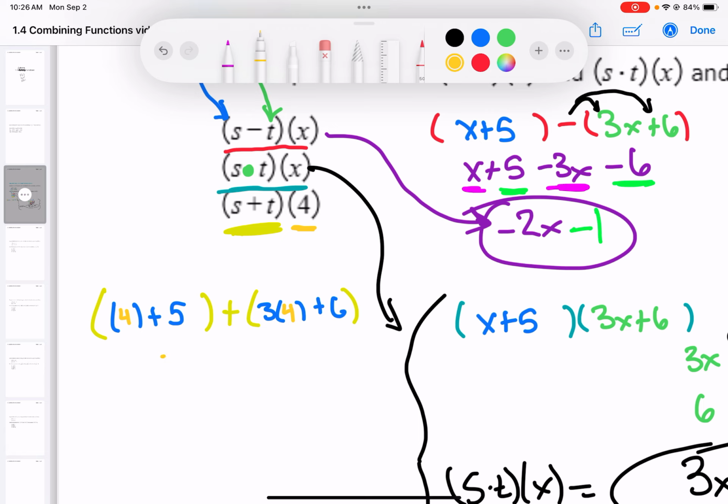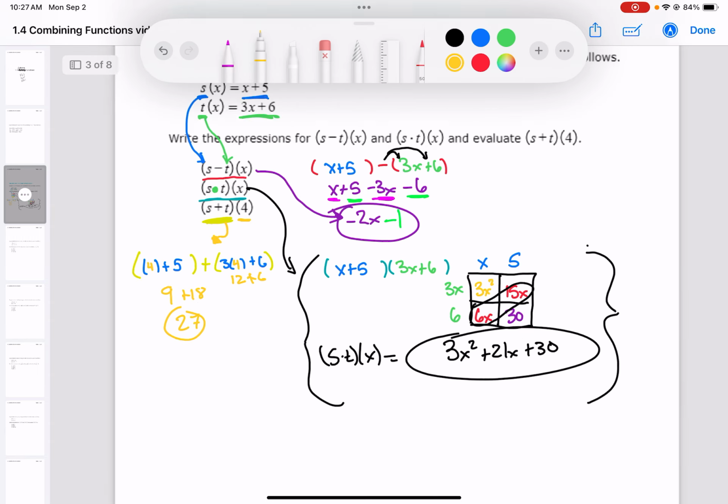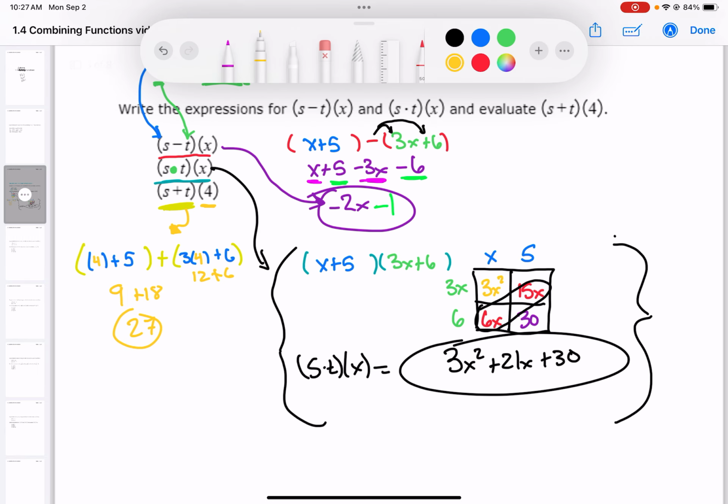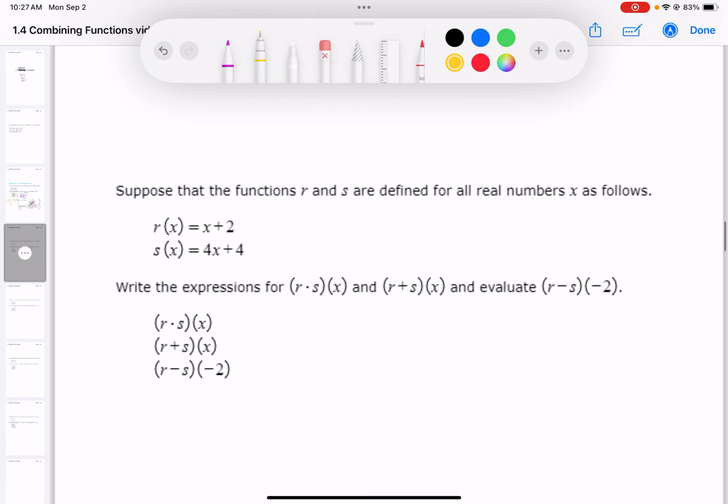Okay, 4 plus 5 is 9. 3 times 4 is 12. And then 12 plus 6 is 18. And so we add those together. That's going to give me 27. I'm just solving for a given value. Okay, so you will have 3 separate answers on Alex. These are copied and pasted right off of Alex. Okay, so let's do another one.